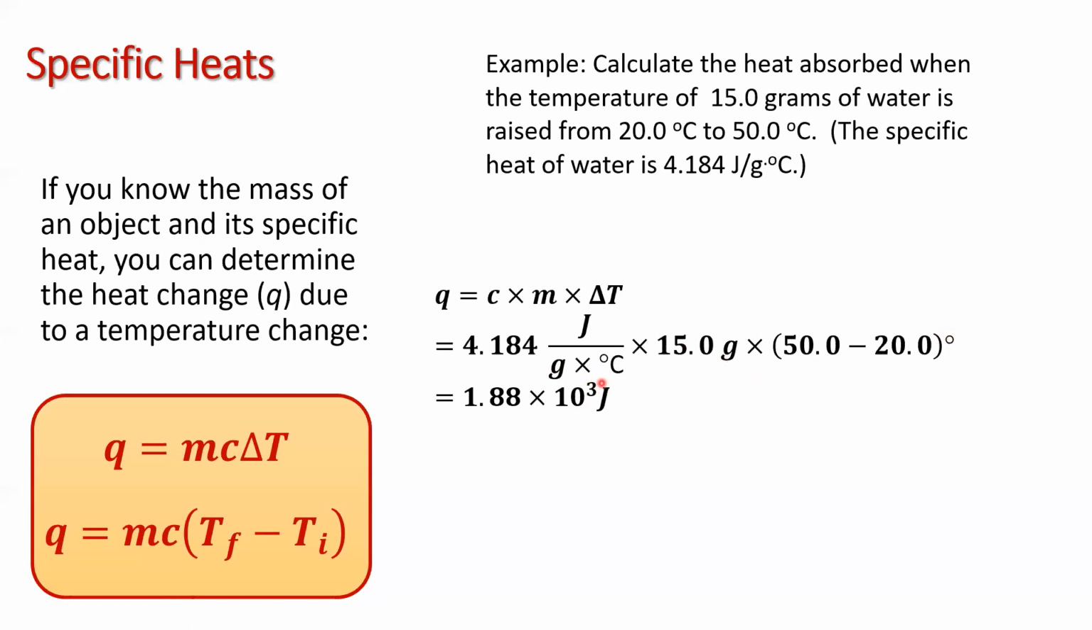So 1.88 times 10 to the third joules of energy needs to be absorbed by 15.0 grams of water in order to give us a 30-degree temperature change. And again, as pointed out before, the temperature change is a positive value because energy has to be added in order for that temperature to go up. So this is the amount of energy that was absorbed by the water. If the question was worded backwards and said calculate the amount of heat that was released when it went from 50 to 20, the value would be the same. It would just be negative because that's the amount of energy being released or given off.